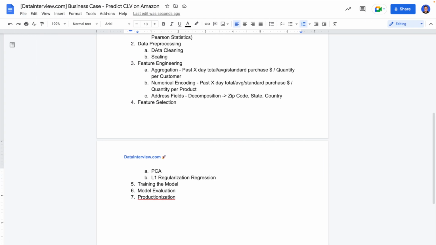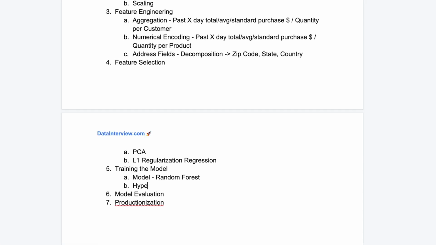Now, once I have the features selected, I'll think about how I'm going to build a model. So the first thing to do is choose the model. In this case, I could consider using random forests. And of course, there are other types of models I could potentially use, like neural networks or XGBoost. But I'm just going to keep it very simple, and random forest is going to serve as a really good benchmark. The next thing I want to talk about is hyperparameter tuning.